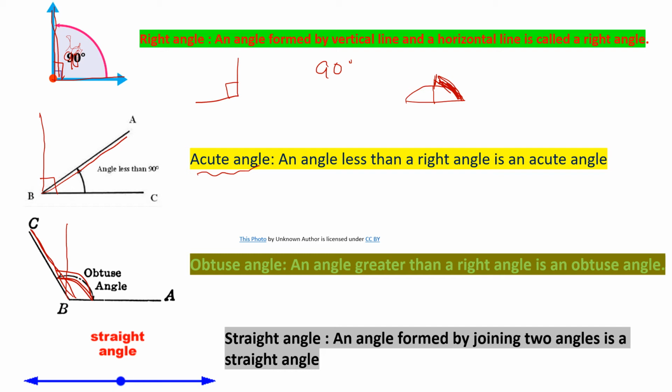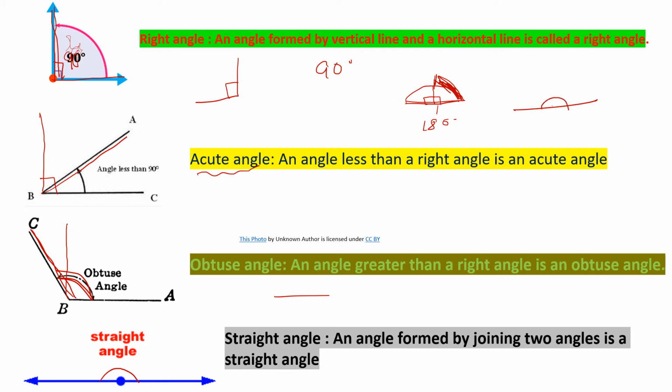Okay, now a straight angle means a straight line. This measures 180 degrees. 180 degrees means this is the measurement: 90 plus 90 is equal to 180 degrees. So 180 degrees means a straight line. This is a 180 degree angle.